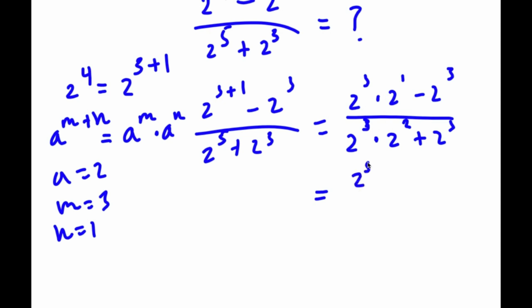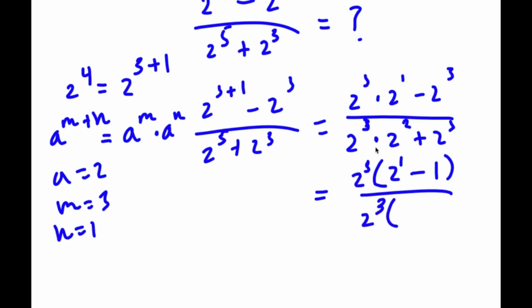So I have 2 to the power of 3 for our numerator times 2 to the power of 3 times 2 to the power of 1 divided by 2 to the power of 3 is simply just 2 to the power of 1 minus 2 to the power of 3 divided by 2 to the power of 3 is 1. And we have this over, again, I'm going to factor out 2 to the power of 3.